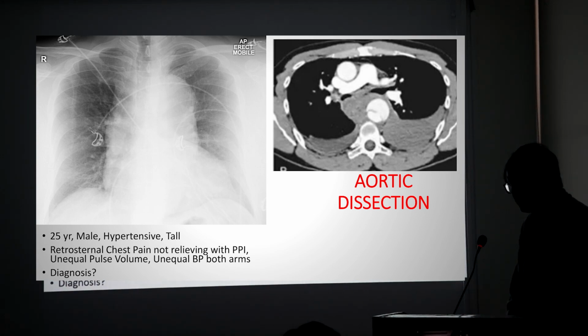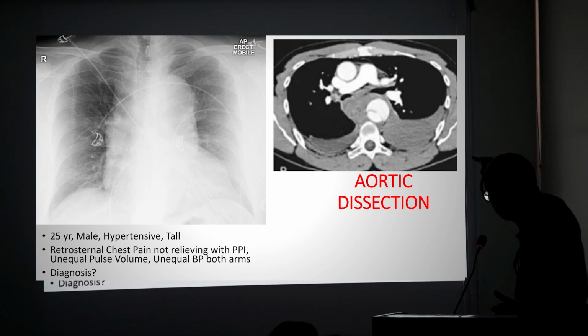Now, this history is very important. This is a 25-year-old male, hypertensive, tall fellow, retrosternal chest pain, not relieving with PPI. On vitals exam, it was found that there is an unequal pulse volume. BP not equal on both the sides. Coarctation or dissection aorta. Can you say what we can see in the CT?